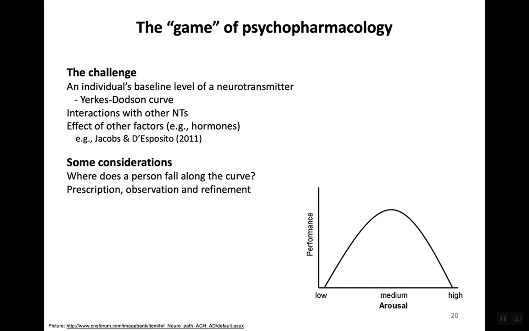So that makes the challenge of psychopharmacology so difficult. Where does a person fall along the curve at a specific time? Hence the process of controlling the amount of drug consumption involves a process of prescription, observation, and refinement, specific to each individual.